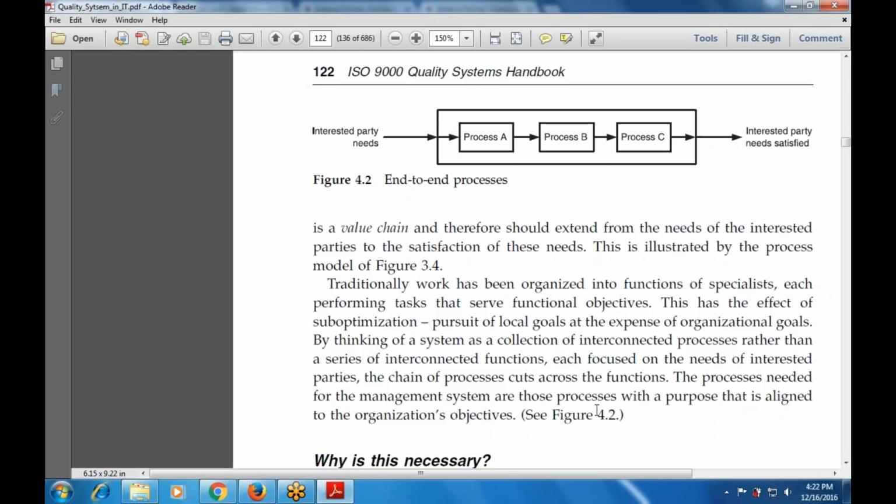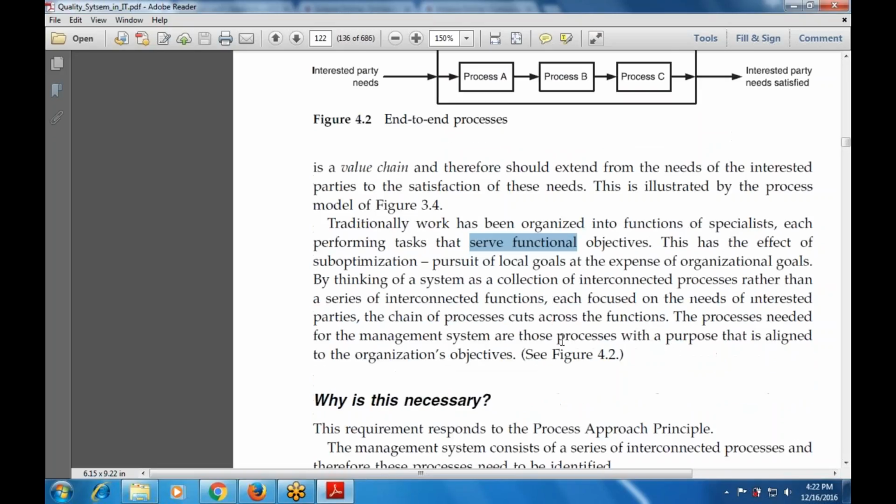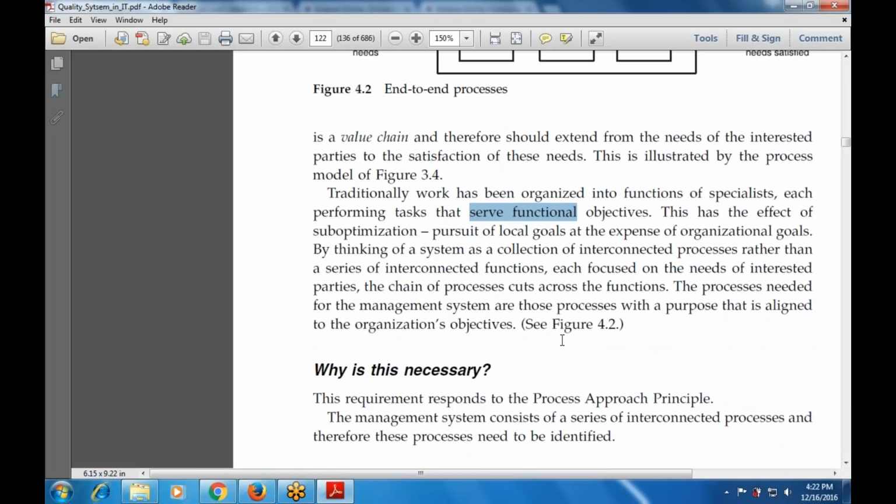And why is it necessary? Because organizations have been organized or divided into multiple parts, functioning as specialists, each performing with several functional objectives. This has the effect of sub-optimization, that is, the pursuit of local goals at the expense of the organization's objectives or goal. So whatever the processes, whatever the needs used for the management system, they are the processes with a purpose aligned to the organization's objective.